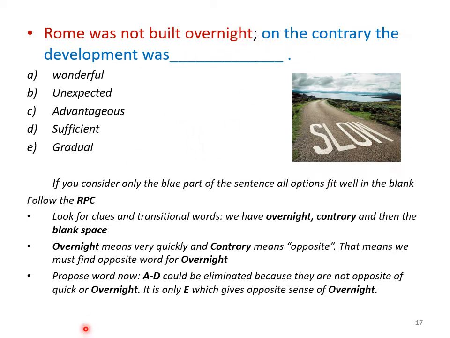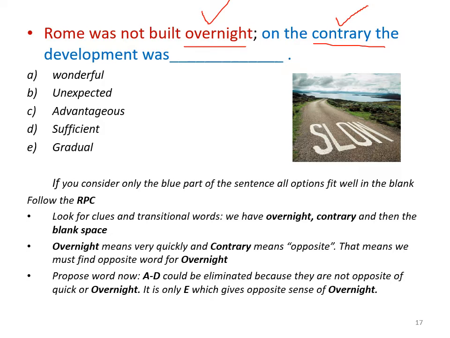Okay, now follow the RPC. Look for the clues in transitional words. We have overnight here, we have contrary here, and then we have a blank space. So overnight means obviously very quick, fast. Contrary means opposite, so it means something which is not fast. Okay, so let us make it very simple. Overnight, quick. Contrary would be not quick. Or overnight, fast. Contrary would be not fast.